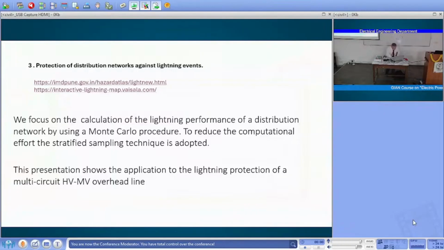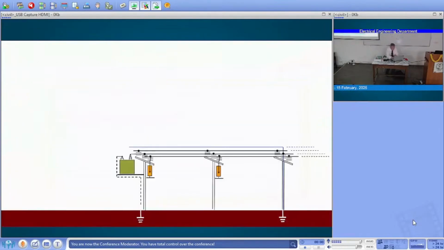And I would like also to show you a specific case, in particular for a line in which there are different circuits at different voltages. So it is called a multi-circuit high voltage, medium voltage overhead line. But I can start with just this picture in which there is just the nomenclature. So you see here overhead lines. In general, we are focused on overhead lines. Underground cables are already protected by the ground and so on in large part.